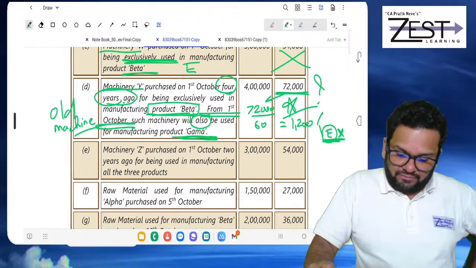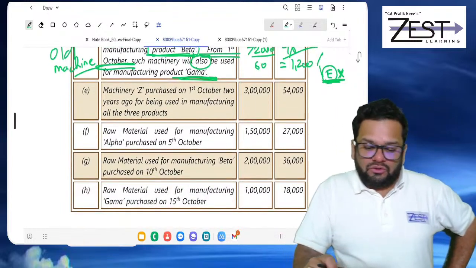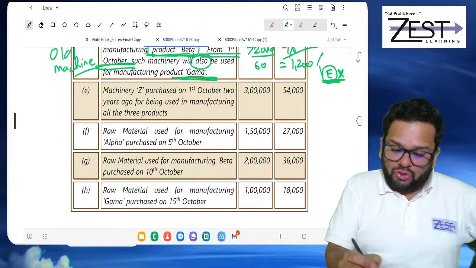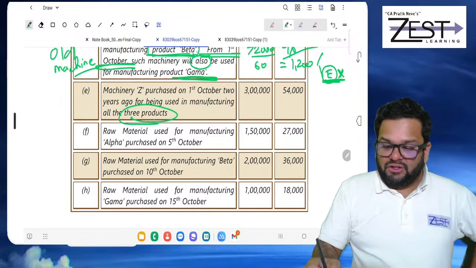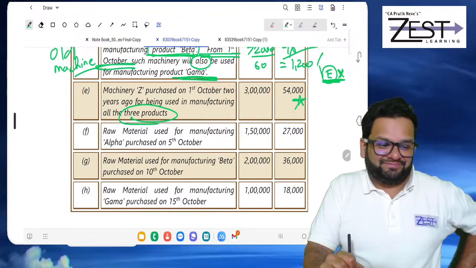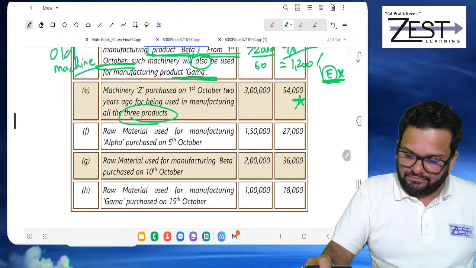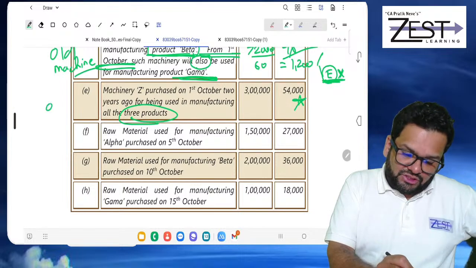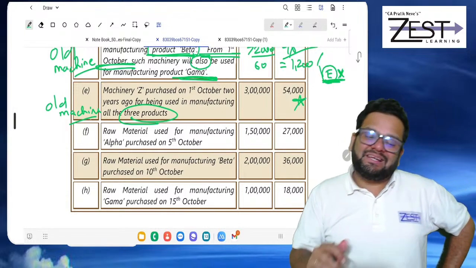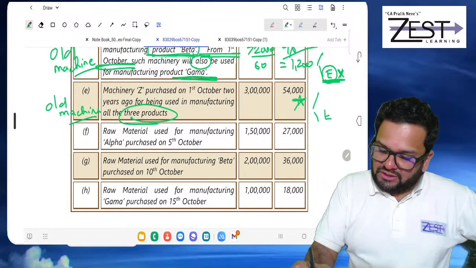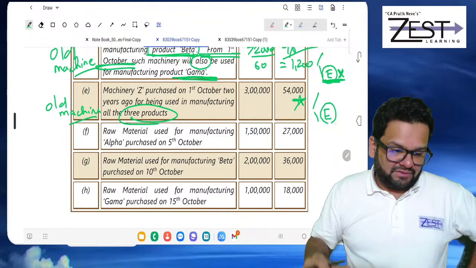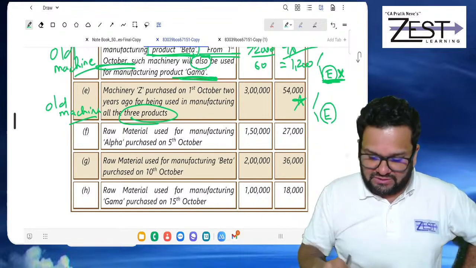That is the adjustment. Machine Z purchased on 1st October 2 years ago for being used in manufacturing of all three products. Friends, similar adjustment. It was also an existing machine, old machine. So you already claimed ITC of 54. But something is being used for exempt now. Please, what you do? You give back the GST. Means make it payable in output tax.